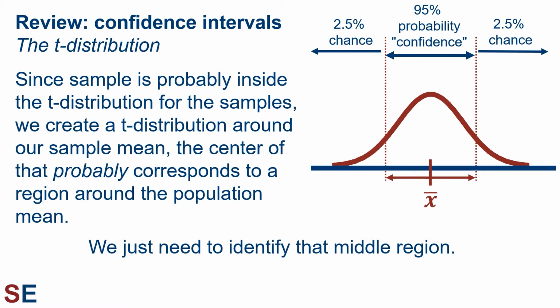As shown in the figure, we create the t-distribution around our sample mean. Identifying the middle 95% of that t-distribution would allow us to say that there's a 95% probability, or that we have 95% confidence, that the population mean is in that certain region. 95% in the middle means 2.5% on each side of that middle region. To make our confidence interval, we just need to identify that middle region.